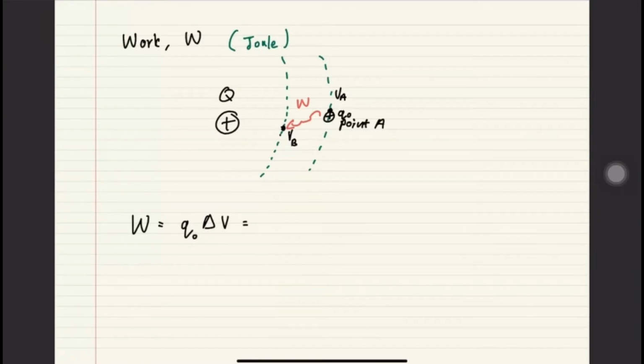So Q naught delta V tu mestilah V final tolak V initial. Mesti. You have to read the question carefully. Tengok soalan dia tu cakap dia bergerak daripada mana ke mana. Charge tu bergerak daripada mana ke mana. Kalau dia kata from A to B, that means VB tolak VA. Kalau dia kata A to C, then C tolak A. C to A tolak C. Dia mesti final tolak initial. That's the key part. Kalau kamu ikut tu, then tak ada masalah.